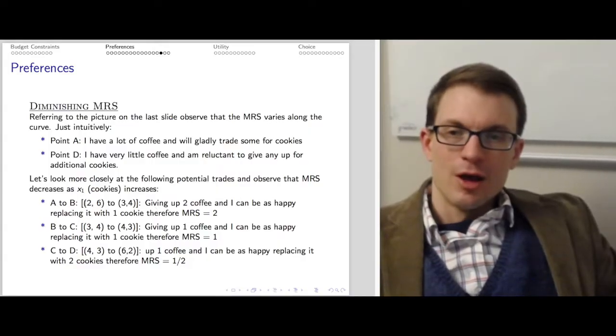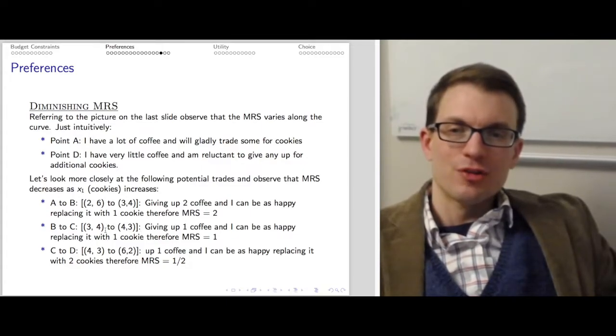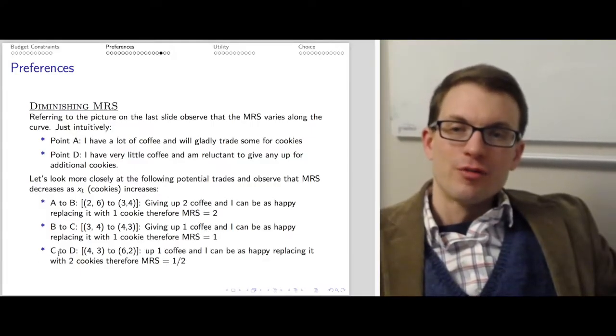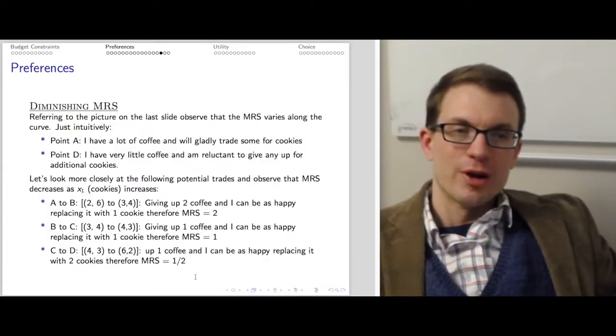So going from A to B, giving up 2 coffee, I can be as happy replacing it with 1 cookie, so the MRS is 2. Going from 3-4 to 4-3, giving up 1 coffee, I can be just as happy replacing it with a cookie. So the marginal rate of substitution is 1. And then going from C to D, the marginal rate of substitution is 1/2.